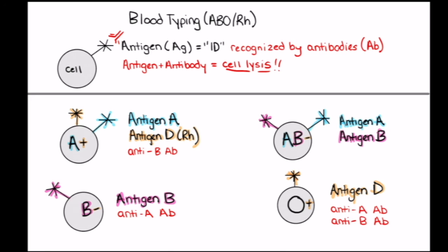Now, since antibodies are located in the plasma fraction of the blood, they're typically removed prior to transfusion. Therefore, transfusion compatibility is determined by the antigens on the blood being donated and the antibodies that are produced by the recipient's immune system.